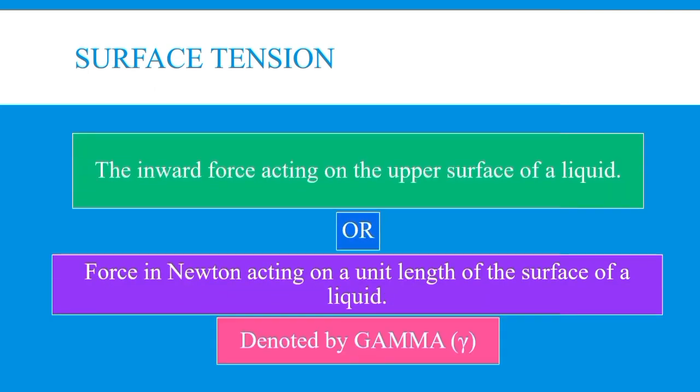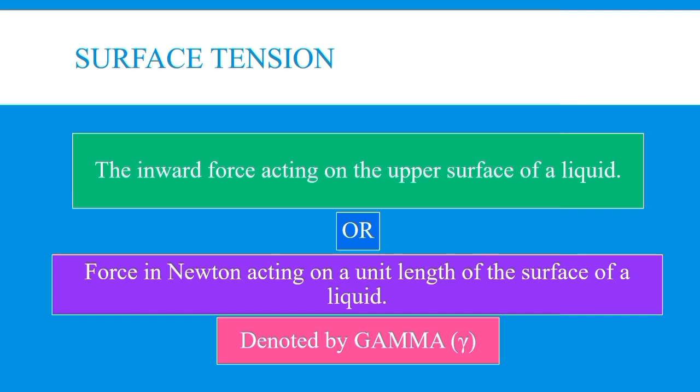Surface tension. We will define surface tension as the inward force acting on the upper surface of a liquid, or the force in Newton acting on unit length of the surface of a liquid. Basically, surface tension is the force acting on the upper surface of a liquid that is responsible for the shape formation of rain droplets. When a force acts from the inside of the liquid on the upper surface, the upper surface is stretched and pushed inward, and that is referred to as surface tension.